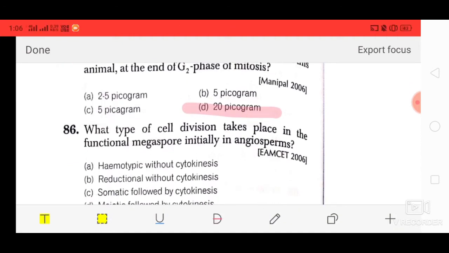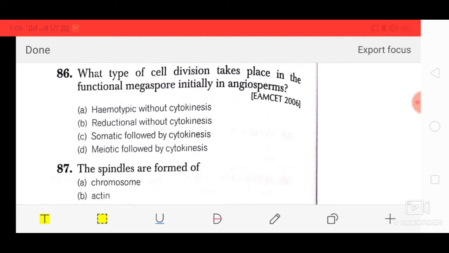Now, next question is what type of cell division takes place in the functional megaspore initially in angiosperms? Options are homeotypic without cytokinesis, reductional without cytokinesis, somatic followed by cytokinesis, and meiotic followed by cytokinesis. And the correct answer of this question is option number A, that is homeotypic without cytokinesis.